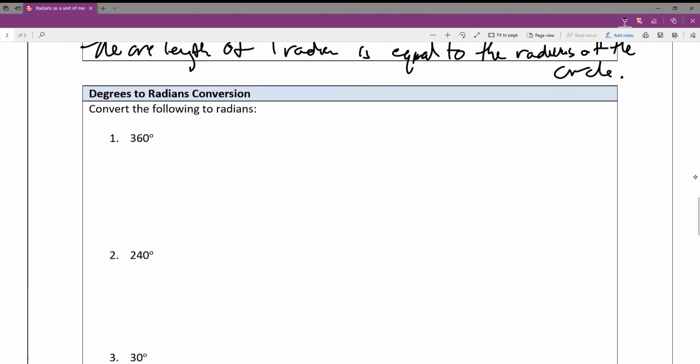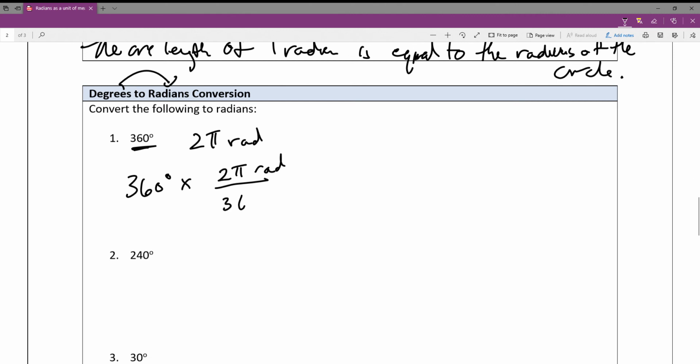Okay, so let's figure out how to convert from degrees to radians more formally. So let's say we have 360 degrees. We already know that this is 2 pi radians. That's what the definition is, right? One full rotation being 2 pi, and one full rotation in degrees being 360 degrees. So 360 degrees is equal to 2 pi. To do this more formally, we can take the degrees, 360, and multiply by its conversion, which is 2 pi rad over 360 degrees, which is equal to 2 pi, because these cancel.